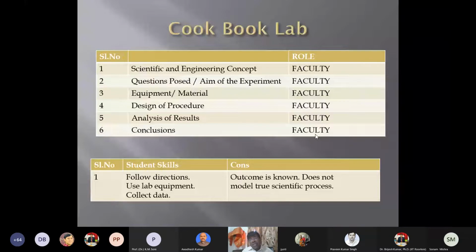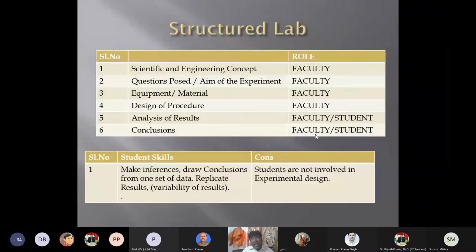Okay. So what I am trying to tell is, if you change some factors a little bit, you will be able to analyze and get a conclusion in a different manner, right? So that is called a structured lab. In structured lab, students can make inferences and draw conclusions from one set of data to another set of data. They can replicate the results, right? One batch can do it and another batch can do it in a different manner, and so on. Even the same batch can vary the parameters and do the experiment again, and then find out why it is coming like that. That is called a structured lab, right?